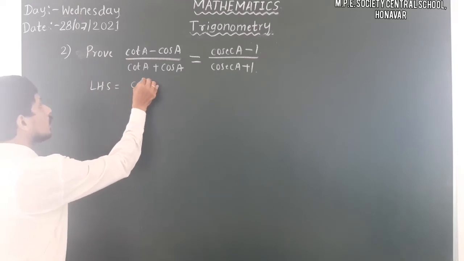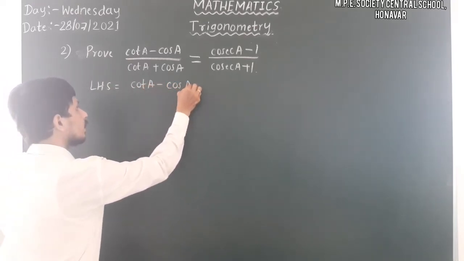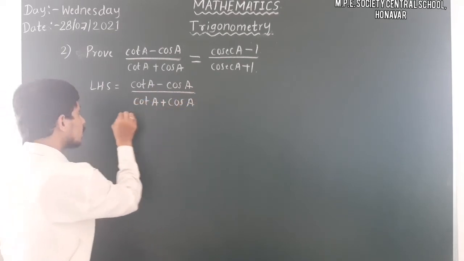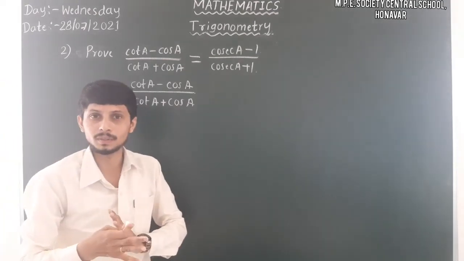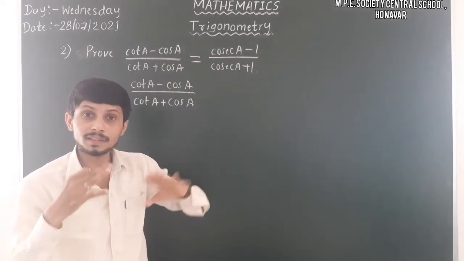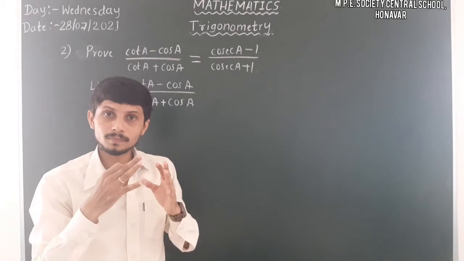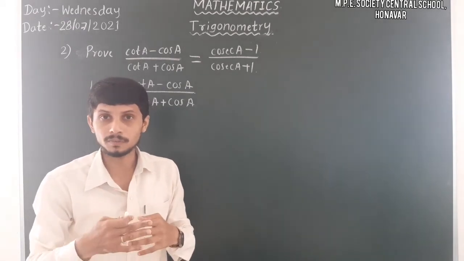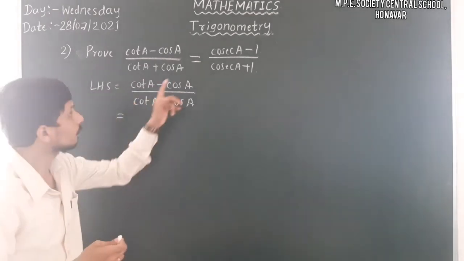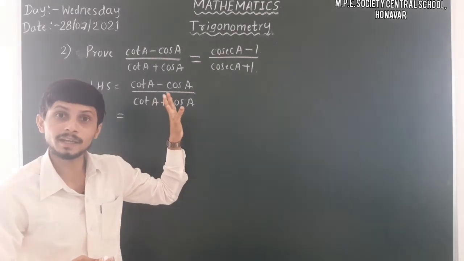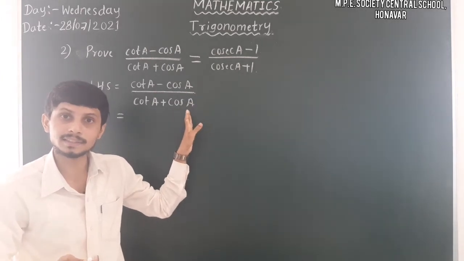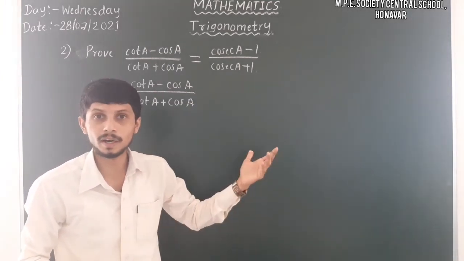Yes. So let us take LHS first, which is equal to cot A minus cos A divided by cot A plus cos A. So here we are not thinking about the RHS side, but the thing is that we have to use the technique: we convert first into the form which is easier for us. Yes, we want sine A. Try to get sine A, or try to get cosec A, in the LHS. It is easier to get our required result.